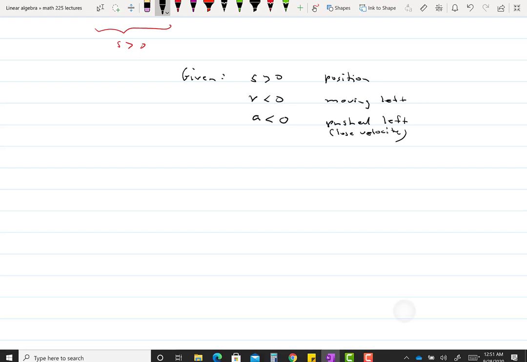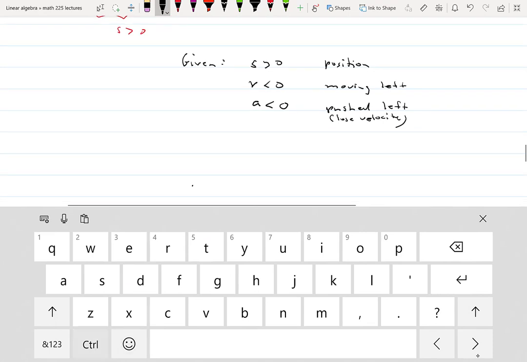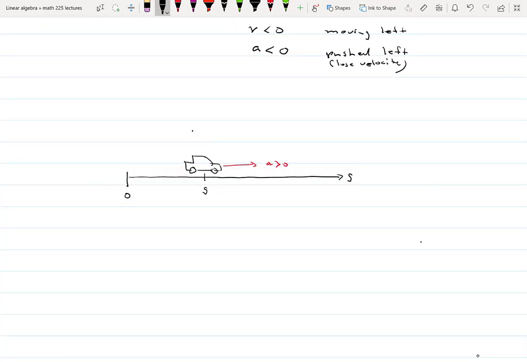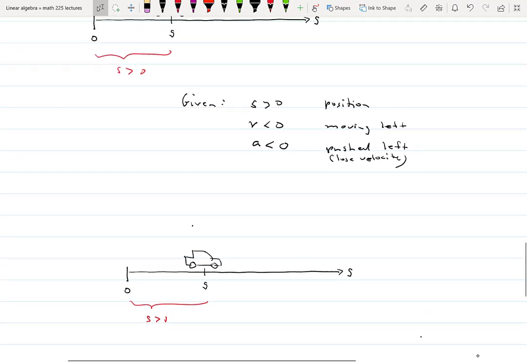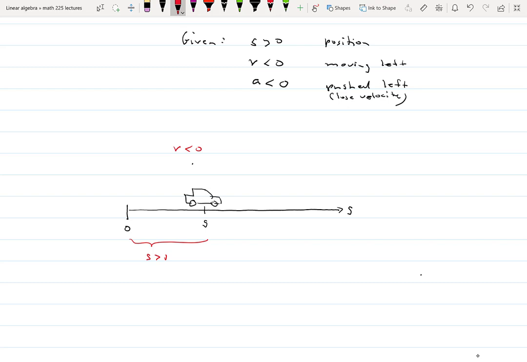Okay, so here's my car. Really at positive velocity. S is positive location, S greater than zero. Now my velocity is less than zero, so velocity less than zero means I'm moving to the left. So I'm going home. At the same time, acceleration less than zero means I'm pushed to the left. If I'm moving to the left already, and then I'm pushed in that same direction, what am I going to do? I'm going to speed up. I'm going to gain speed. I'm going to lose velocity, but I'm going to gain speed.